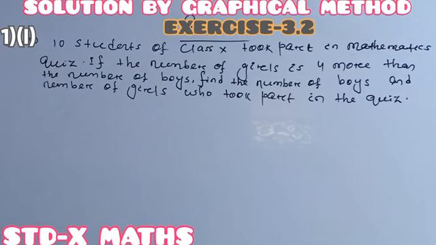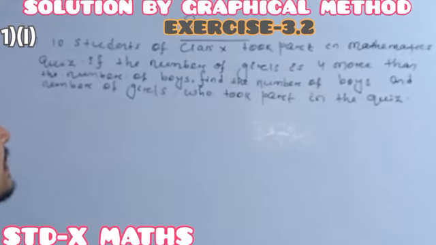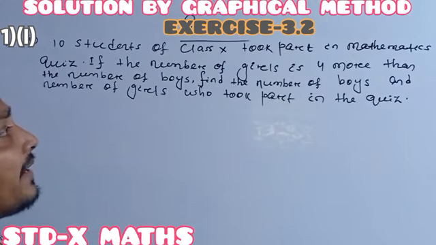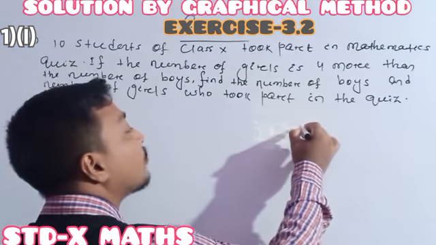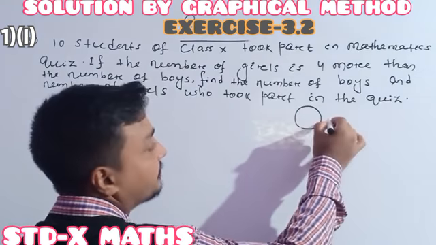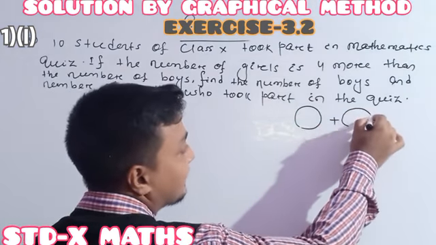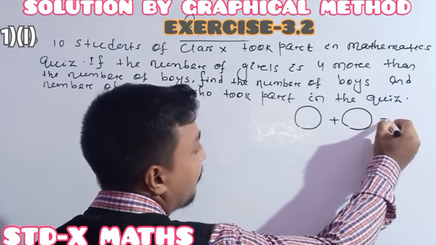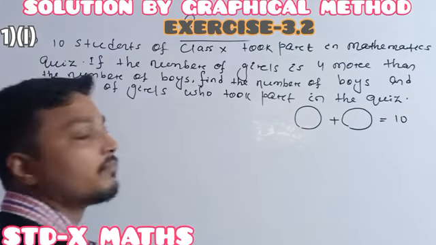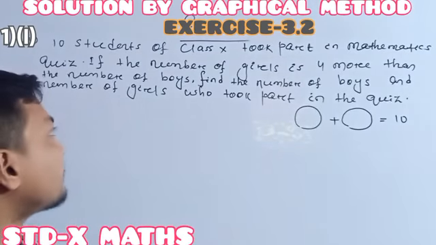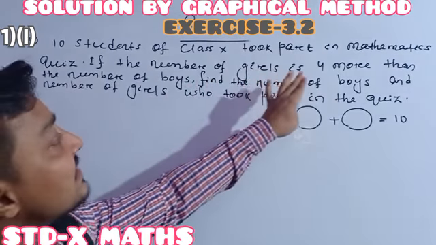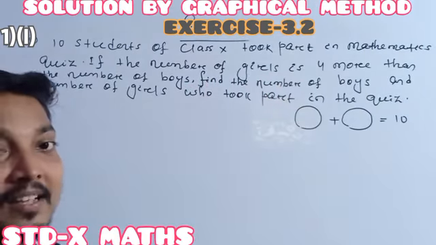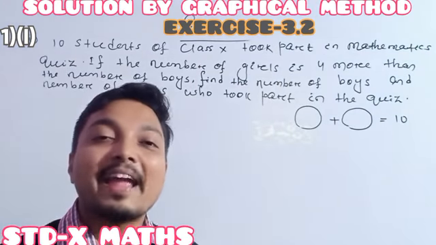See, in this question it is given that 10 students of a class took part in a mathematics quiz. Total number of students who took part in the mathematics quiz is 10. Total number of students participated in the quiz is equal to 10. Total number of students means boys along with girls, so total it will be 10 in number. Understood?